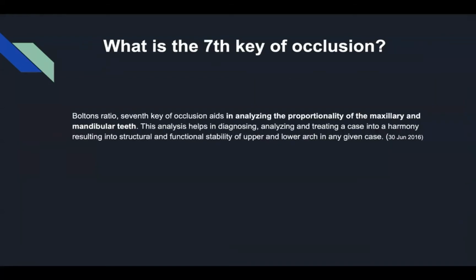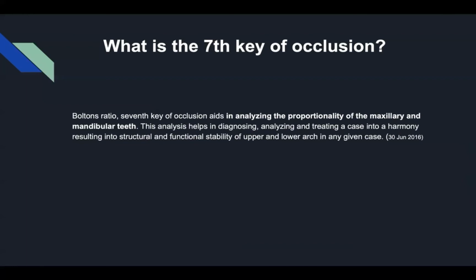And now in literature, you have seen that after the 6 keys of occlusion, a 7th key of occlusion was introduced in 2016, which is the Bolton ratio. So what is a Bolton ratio? It is a discrepancy in the size of the upper teeth and the lower teeth. Any proportional discrepancy in the size of the teeth will disturb the occlusion and interdigitation at the finishing. So if there is no Bolton discrepancy, you get a very good occlusion at the end of your case.